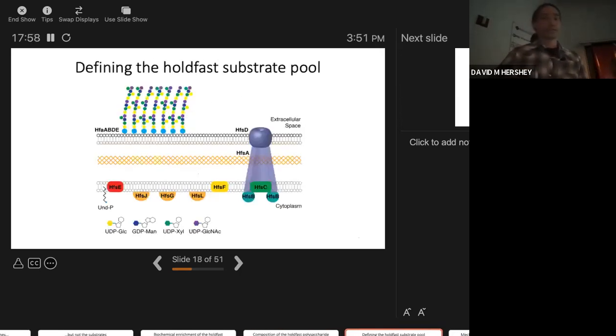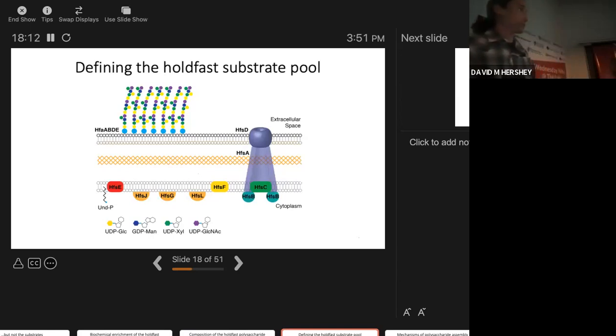But in the context of thinking about reconstituting the system in vitro, this is a huge advance for us because, yes, we learned a little bit more about what this polysaccharide might look like, but now we know the substrates that we need to reconstitute this process in vitro, right? We know what sugars we can feed to these enzymes to start building holdfast intermediates.